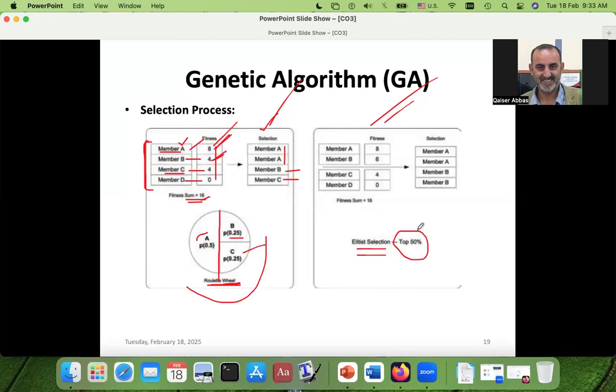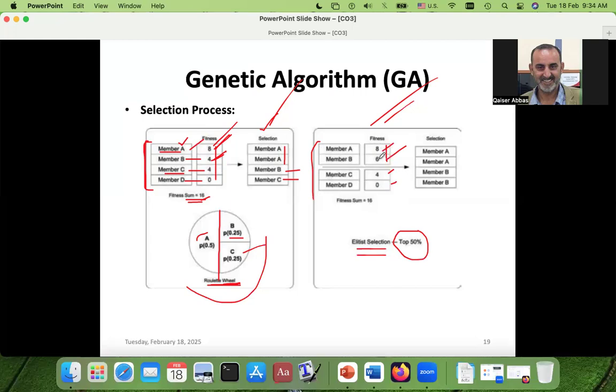If the maximum strength of a class can be 30 students, then you will make a merit list and you will select the top 30. So that is the same here. So here we have the population with members A, B, C, D. And if the fitness scores are 8, 6, 4, 0, you will select the top 50 according to the score. Top 50 is this 8, 6.